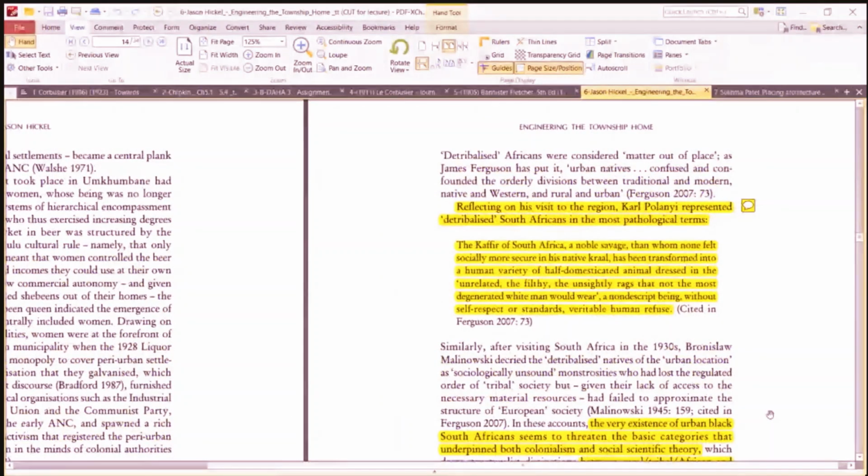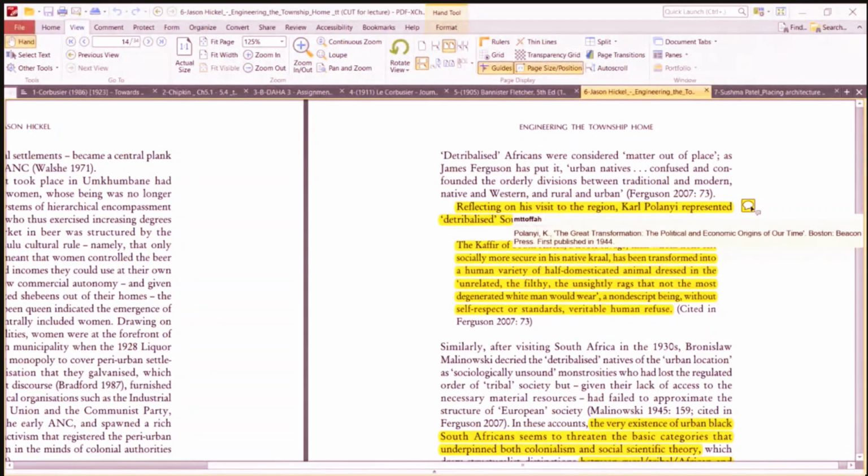So Jason Hickel continues. Oh, yeah, and he's got a lot of quotes. When you go back to before democracy in South Africa, and you read newspapers and old books, the language is a little jarring for us today. So you just have to take a deep breath and accept that this is how people used to write. So yeah, Jason Hickel is quoting someone from 1944.